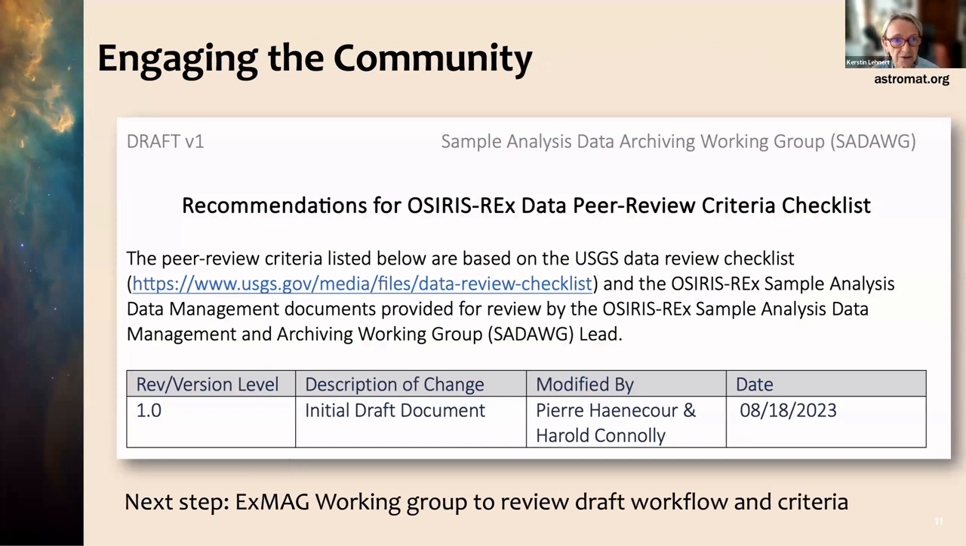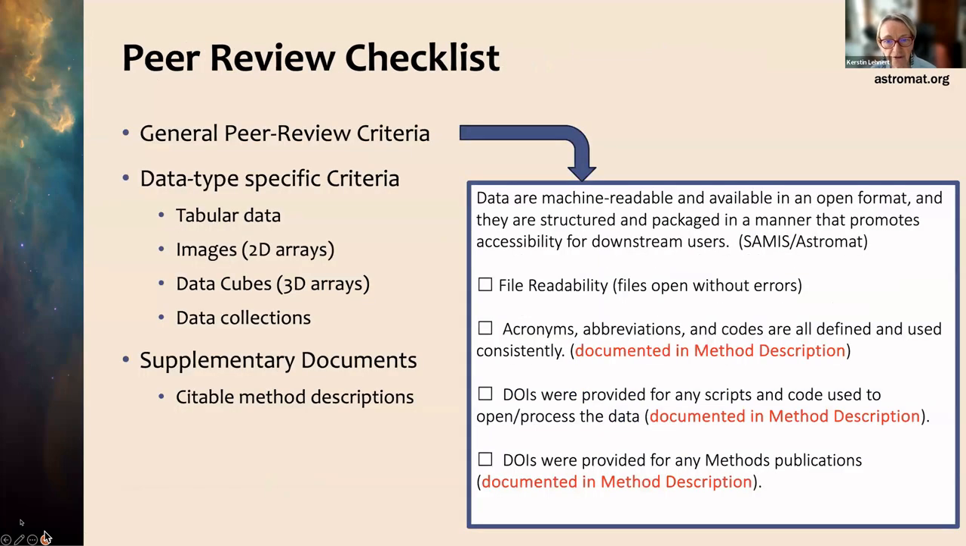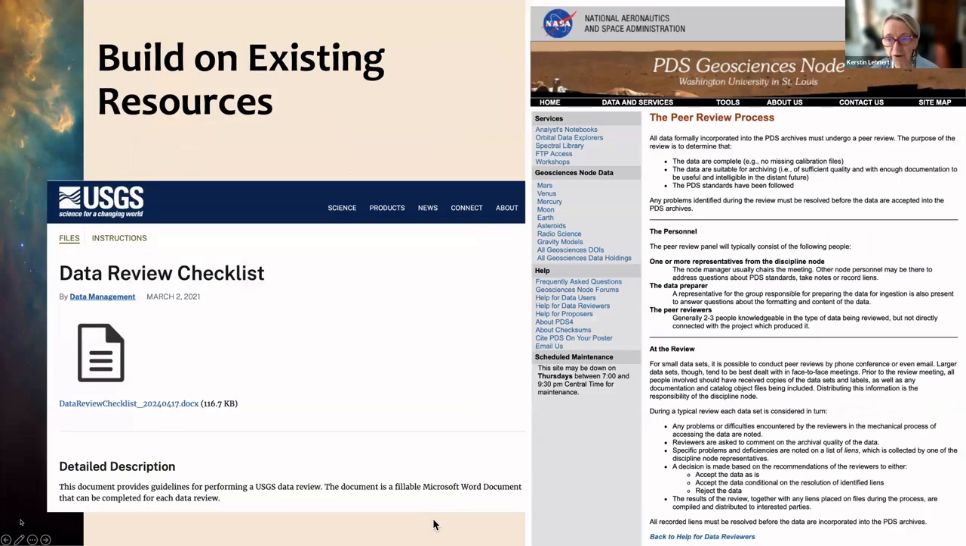So what we're doing right now is really engaging the community. The OSIRIS-REx sample analysis team has already come up with a proposed process that we're now evaluating in the context of a broader process and broader policies for the whole repository. The important thing is that we're distinguishing here between general peer review criteria and data type specific review criteria. So that was mentioned earlier, and I didn't know about these distinctions that are made already in this context of peer review. We're trying to build on existing resources as much as we can.